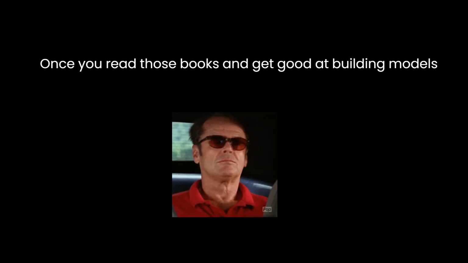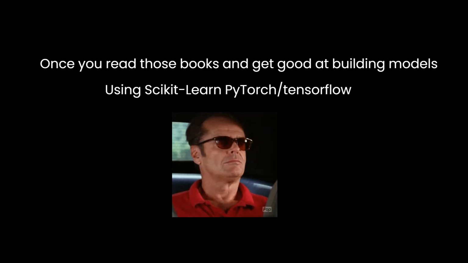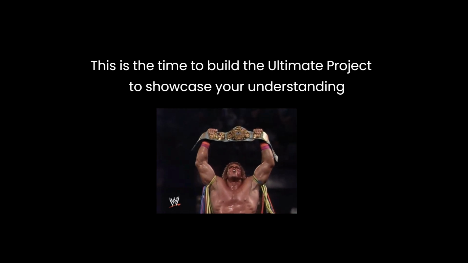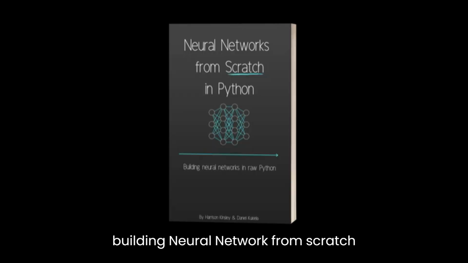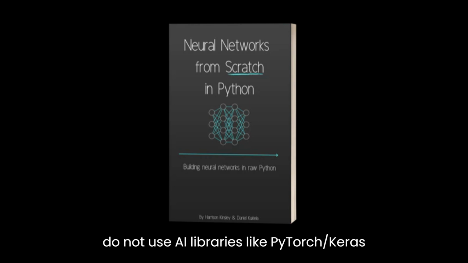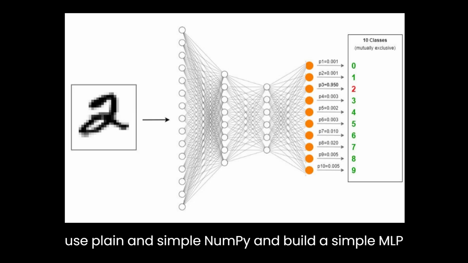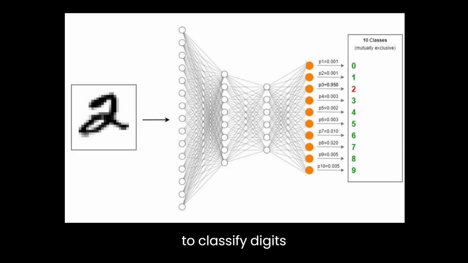Once you read those books and get good at building models using scikit-learn, PyTorch or TensorFlow, this is the time to build the ultimate project to showcase your understanding. Build a neural network from scratch. Do not use AI libraries like PyTorch or Keras. Use plain and simple NumPy and build a simple MLP to classify digits.